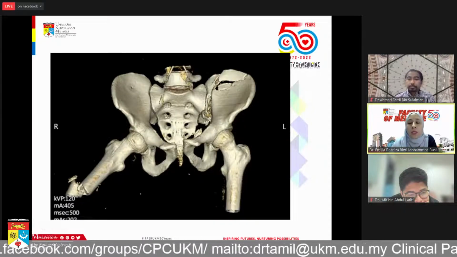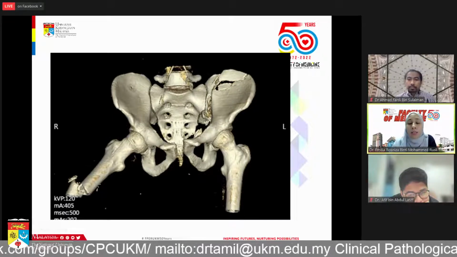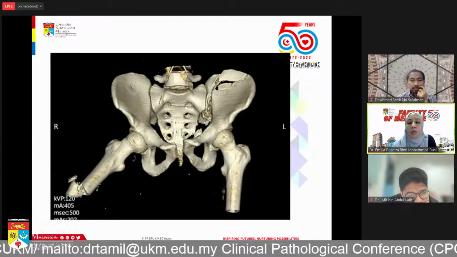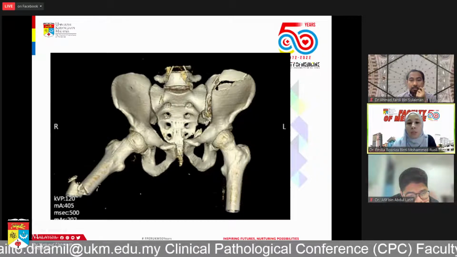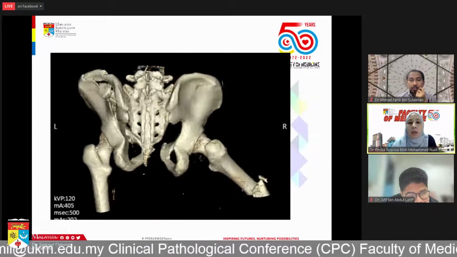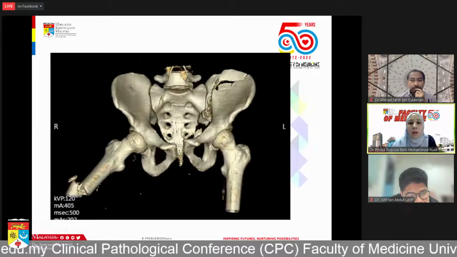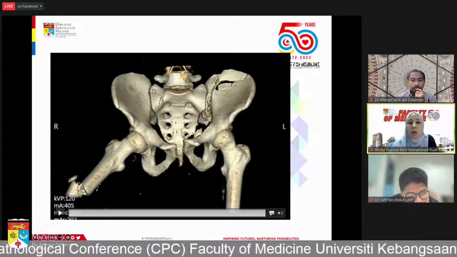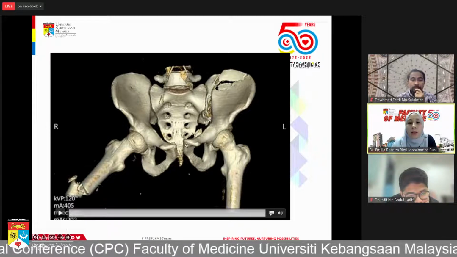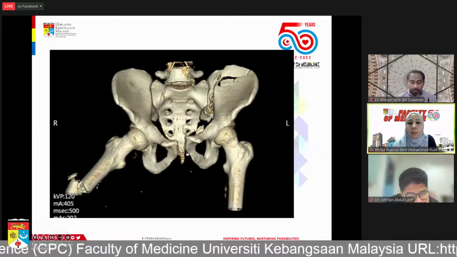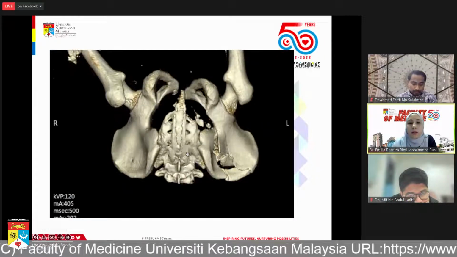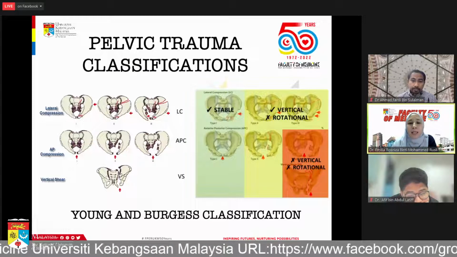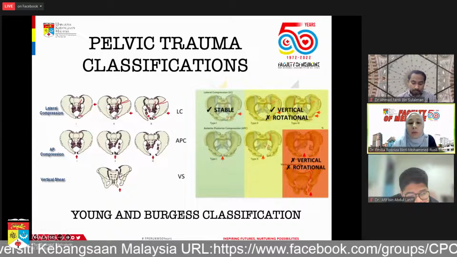Okay, so when we do a CT pelvis in a trauma case, we will usually provide a 3D reconstruction of the bone to assist the surgeon for surgical planning. So you can see here, the fractures are well shown: comminuted fracture of the left iliac bone, and you can see that the sacroiliac joint is actually quite intact, and the pubic diastasis. This is another view. So in our patient, there is pubic diastasis.